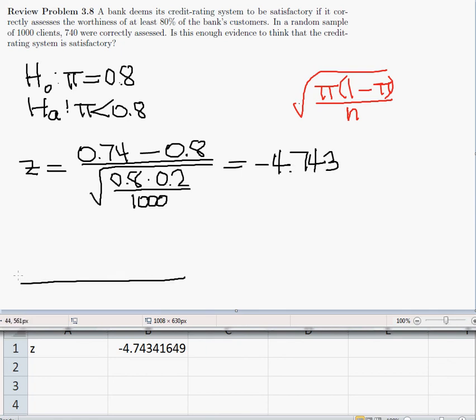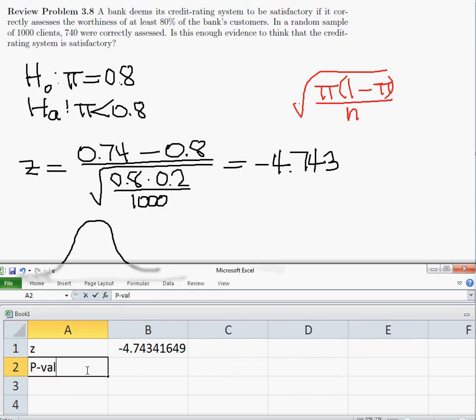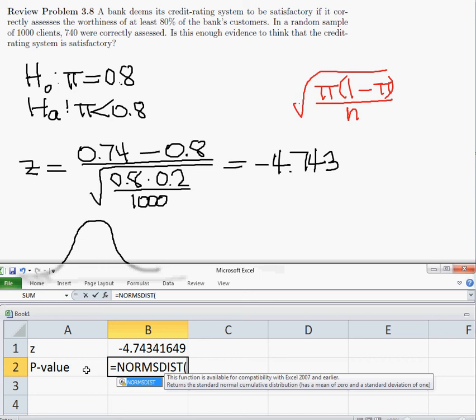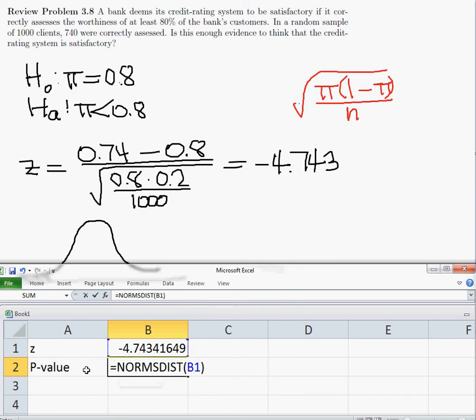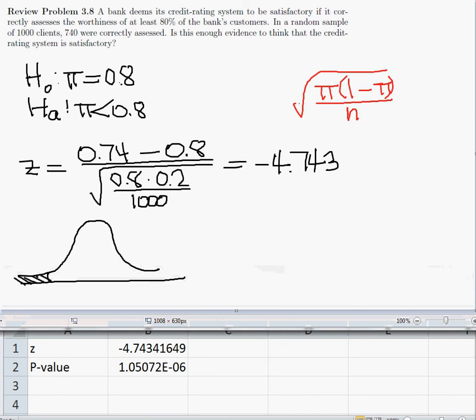So if we figure out the p-value, the area to the left would be NORM.S.DIST of the number we just got, which is about 1 chance in a million. So if we believe the null hypothesis, then we also have to believe that something that had only 1 chance in a million of happening just happened. That's possible, but it's not plausible, and so our decision will be to reject the null hypothesis.